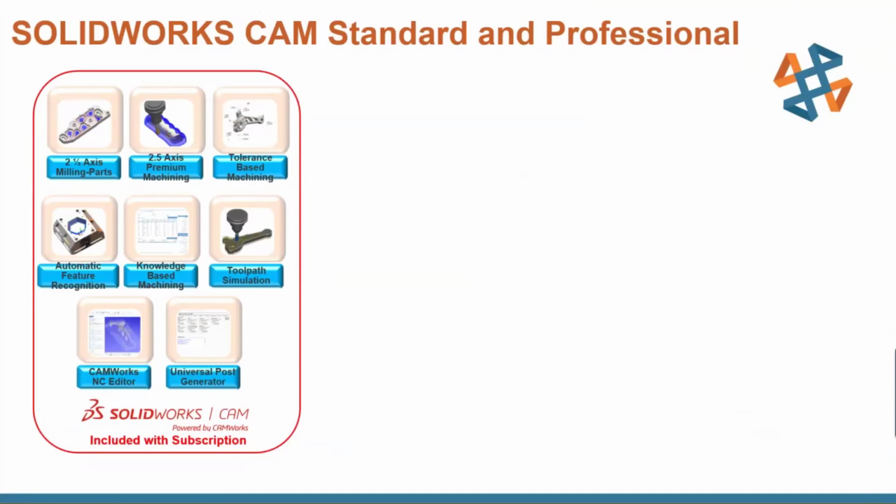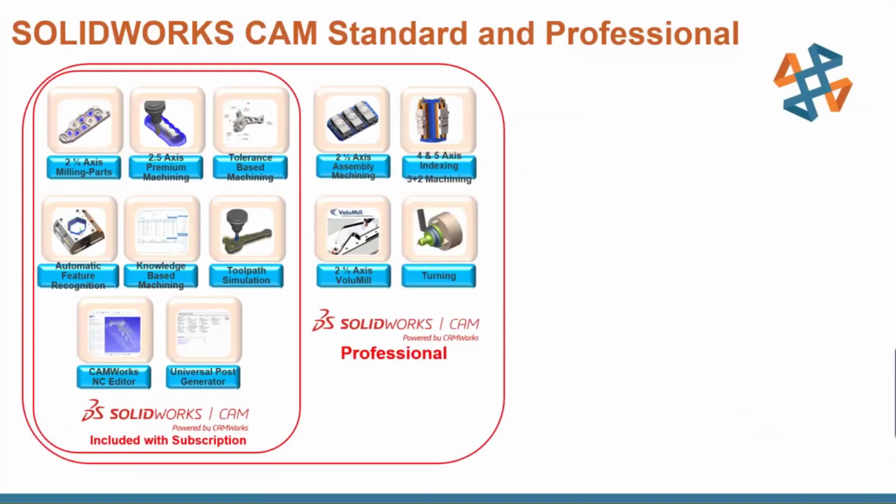So we can go ahead and run through and compare it to what the material is and what the target part is that we're machining. That also comes with the NC Editor, and it also comes with a universal post generator. When you get into the Pro, you get the 2.5-axis assembly machining, 4 and 5-axis indexing, so 3+2 machining, tombstone, rotary table, trunnion for indexing. You can go ahead and use that. It also comes with high-speed machining, which SOLIDWORKS CAM calls VoluMill. That's available as well for 2.5-axis for parts. And then also you get turning. And remember, we get automatic feature recognition with turning for 2-axis turning. Okay.